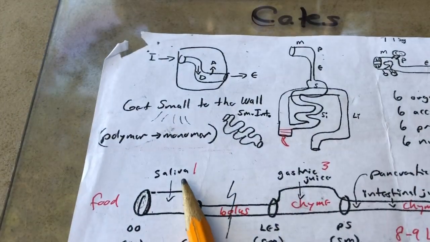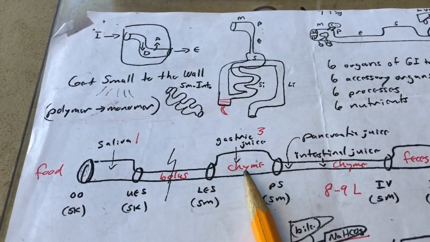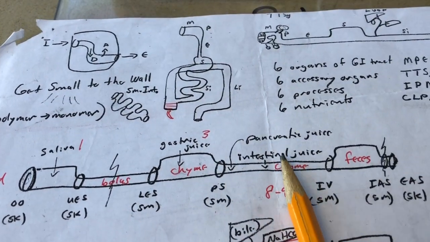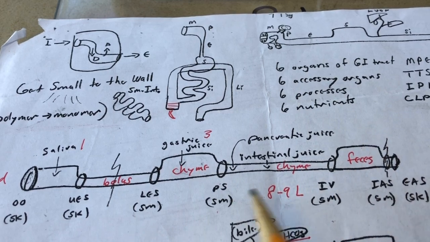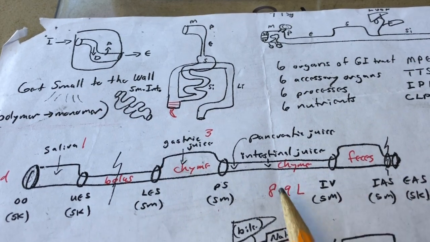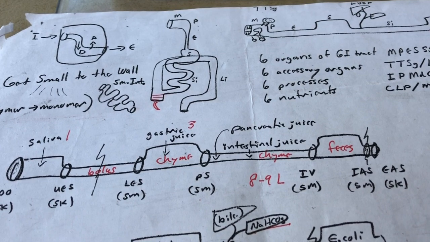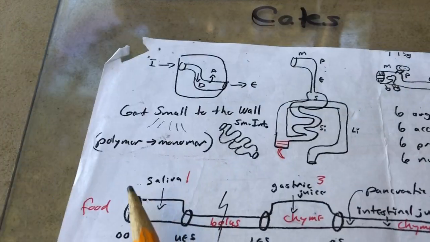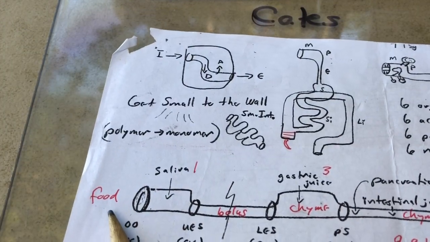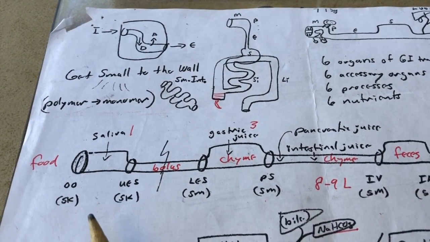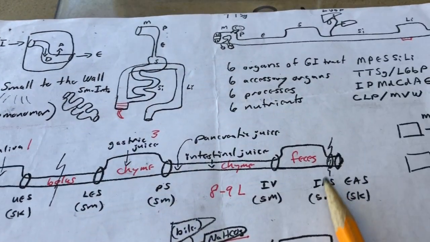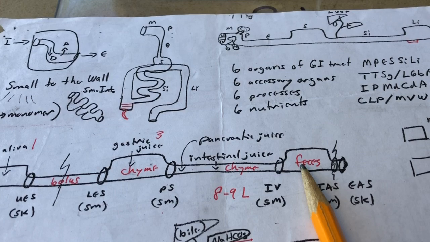Again, remember, you invested saliva, gastric juice, pancreatic juice, and intestinal juice, and somewhere around 7, 8, 9 liters of fluids were invested in this process right here, along with the beverage that you ingested. There we go. Anyway, and you need to reclaim that fluid down here.